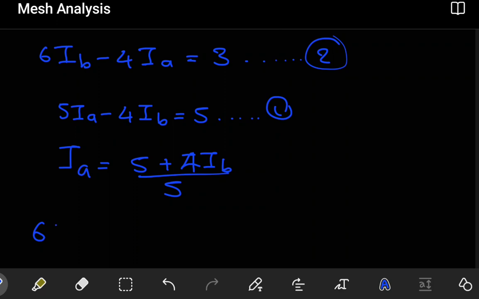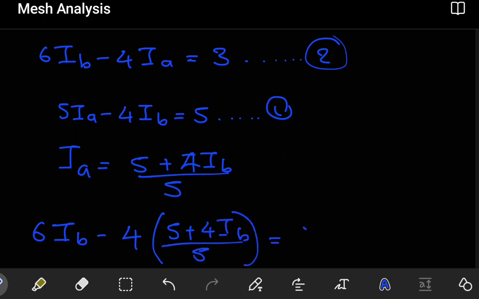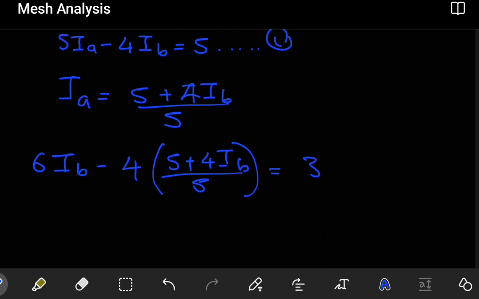So I now have 6 IB minus 4 times (5 plus 4 IB over 5), and this has to equal 3. Now I just have to solve this for IB. I'll multiply everything through by 5. This is going to be 30 IB minus 5, and the 5 in the denominator will cancel, so I'll just have 4, then (5 plus 4 IB) equals, this times 5 as well, that's 15.